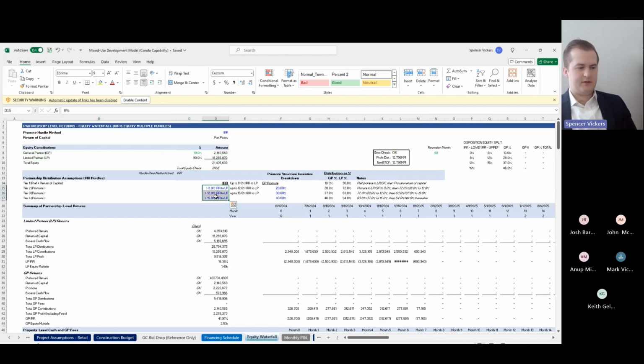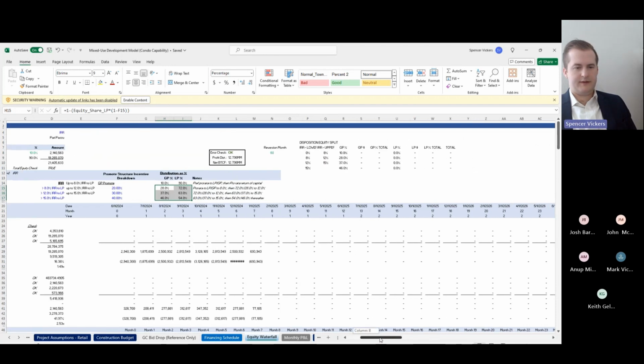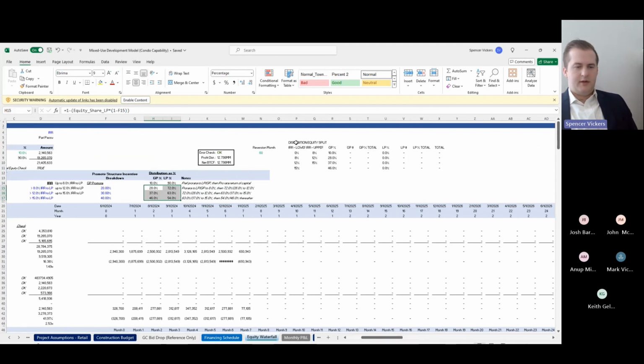This is a place to control IRR hurdles, a place to control promote, and then that gives you your subsequent splits. I've also built in the amount of equity that gets split at disposition, assuming that you meet your hurdles.